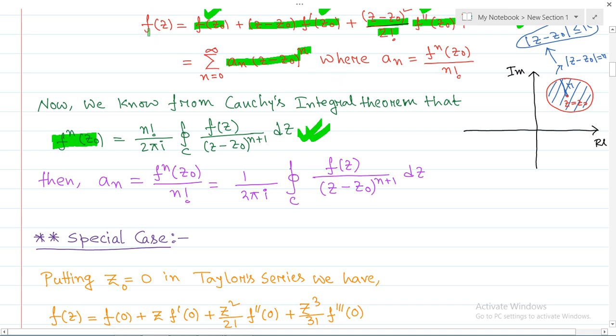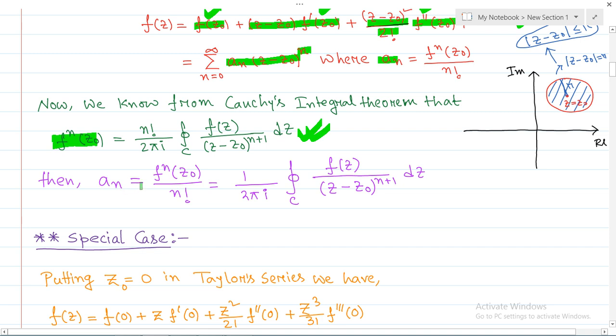So here you can see for Taylor series f of z, we have written it as a n z minus z0 whole to the power n, where a n is the coefficient of this power series, which is nothing but f to the power n z0 by n factorial. Now how will we find this f to the power n z0? Using Cauchy's integral formula, because it is satisfying the condition of the Cauchy's integral formula. z equal to z0 is the interior point of the circular region.